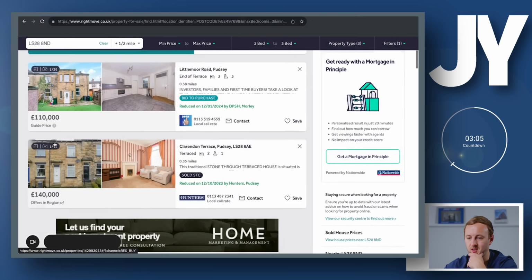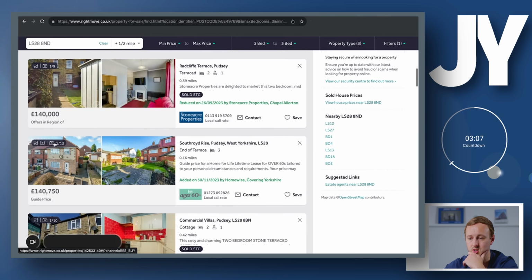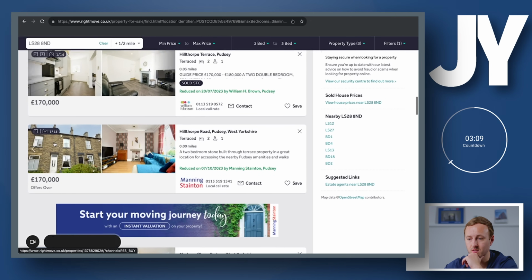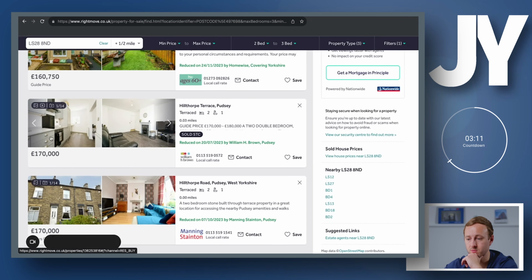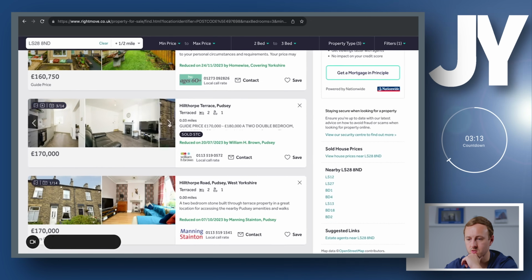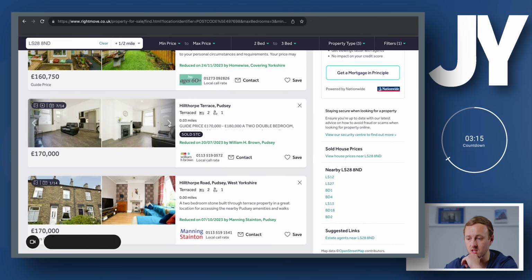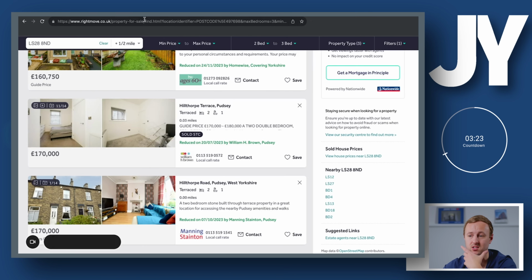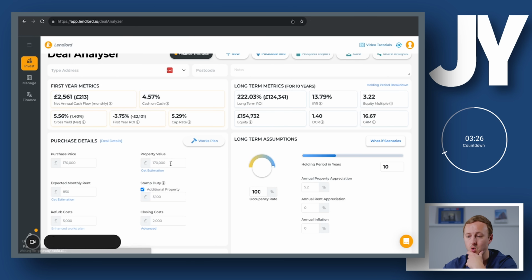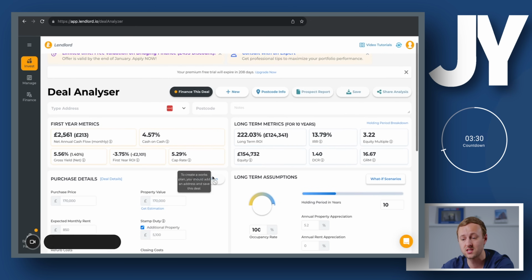So again, if we go lowest price here, it just gives an indication. Lowest one's 110, not comparable. 140. Try and find a like for like. Here we go. Hillthorpe Terrace. Is this the one we're looking at, or is this a different one? Interesting. So this one is sold subject to contract on the same address at 170k. It's got a guide of 170 to 180, so it gives a good indication of it. So I put the property value, of course more research needs to go in, at 170, and pause the timer.